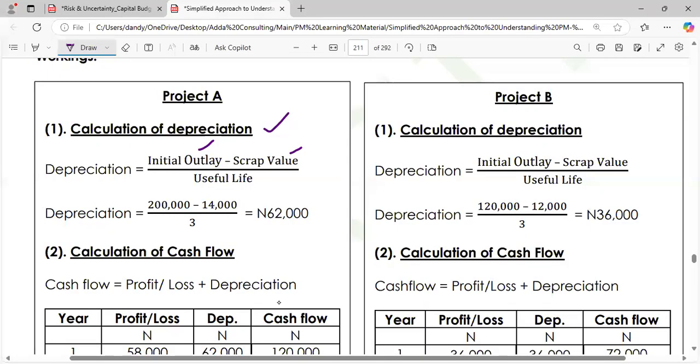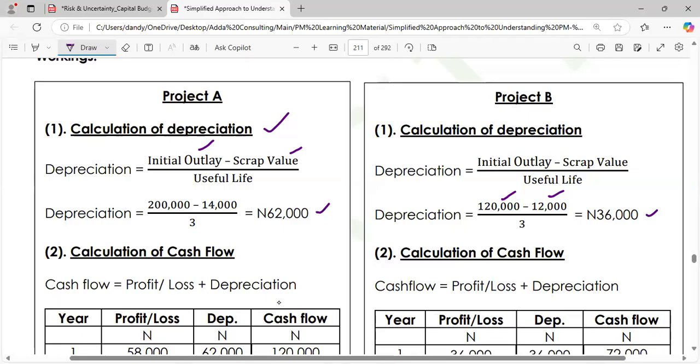For project A, the initial outlay is 200,000 and the scrap value is 14,000. 200,000 minus 14,000 is 186,000, divided by 3. So annual depreciation for project A is 62,000. I will also calculate depreciation for project B. The initial outlay of project B is 120,000 and the scrap value is 12,000. 120,000 minus 12,000 gives us 108,000. 108,000 divided by 3 gives us 36,000 naira. So we have calculated annual depreciation for each project.